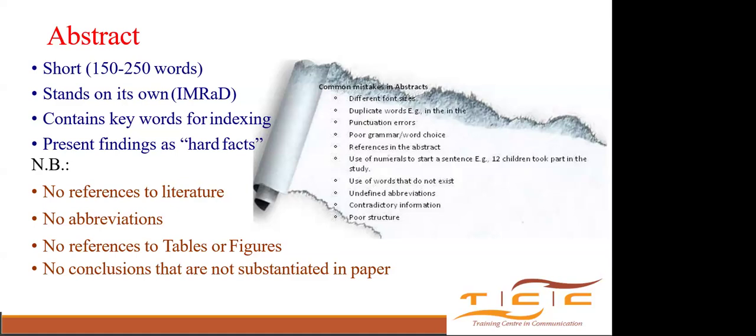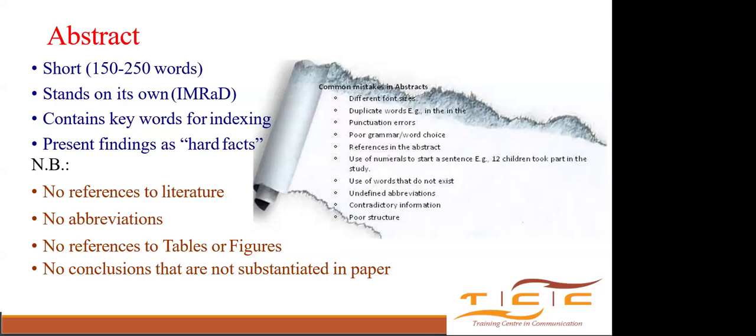Now, it should have no reference to literature. So in your abstract, you don't refer to literature. You don't say, Outa et al. 2017. No. There should be no abbreviations, and especially those that cannot be understood. There should be no reference to tables or figures. So I don't expect in your abstracts to start saying as summarized in figure 3 or as summarized in table 1 below. No. Then there should be no conclusions that are not substantiated in the paper.